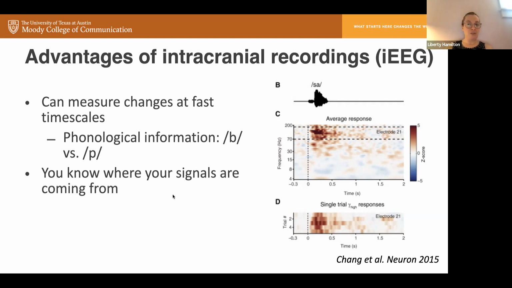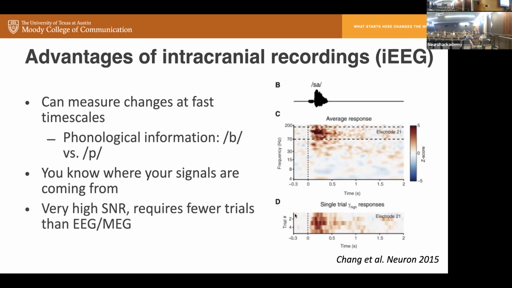And if you're bandpass filtering in this high gamma range, from one electrode to another you can often see quite different responses on those electrodes. And then finally, as I said before, it does have very high SNR and it requires fewer trials than something like EEG or MEG. So just as an example, this is an evoked heat map of some single trial high gamma responses to the syllable saw.